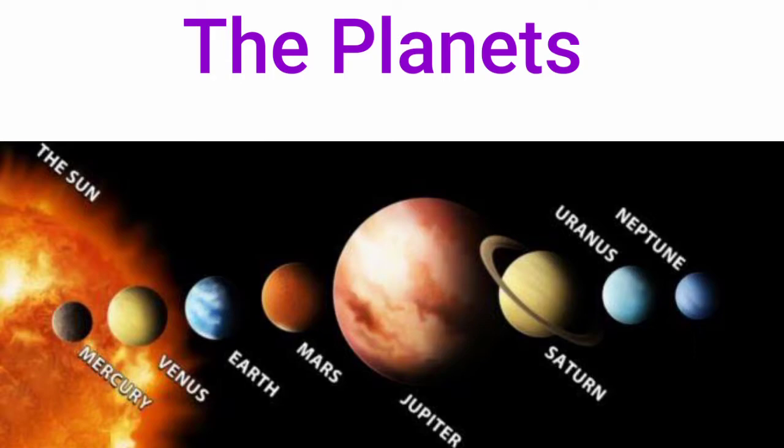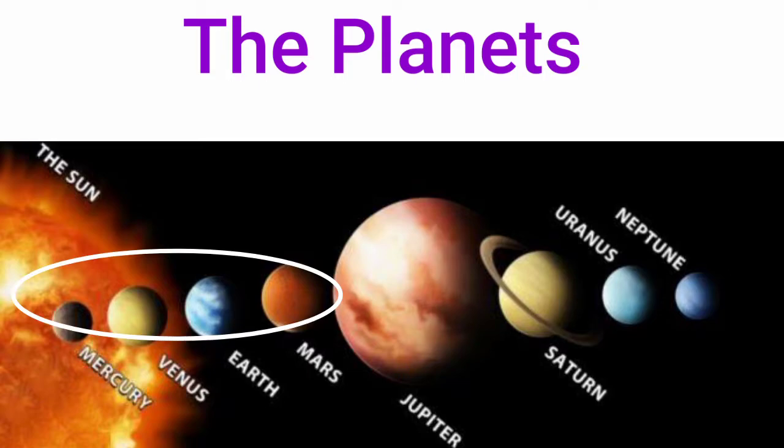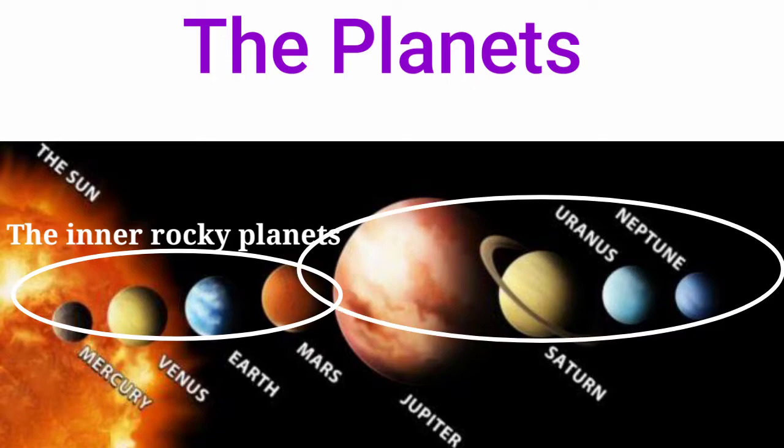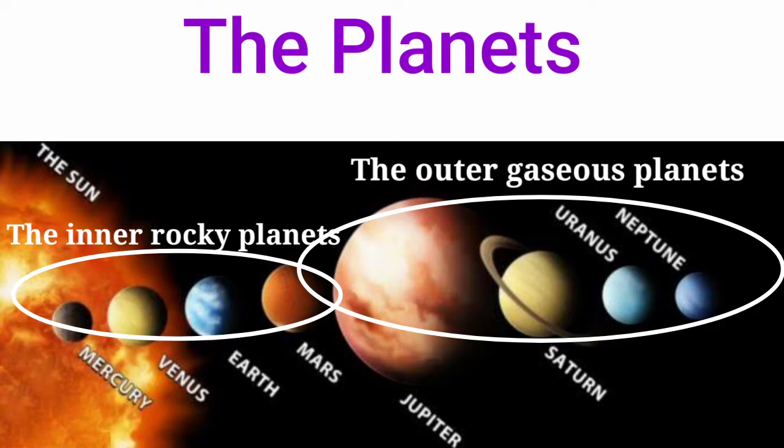Until 2006, Pluto was listed as the 9th planet of the solar system, but now it is known as a dwarf planet. Now we can divide these planets into 2 groups. The first group is the inner rocky planets. The first 4 planets closest to the sun are considered inner rocky planets. Why? Because they have a solid surface and are composed mainly of rocks and minerals. And the last 4 are the outer gaseous planets, because they are large spinning bodies of gases with no solid surface.